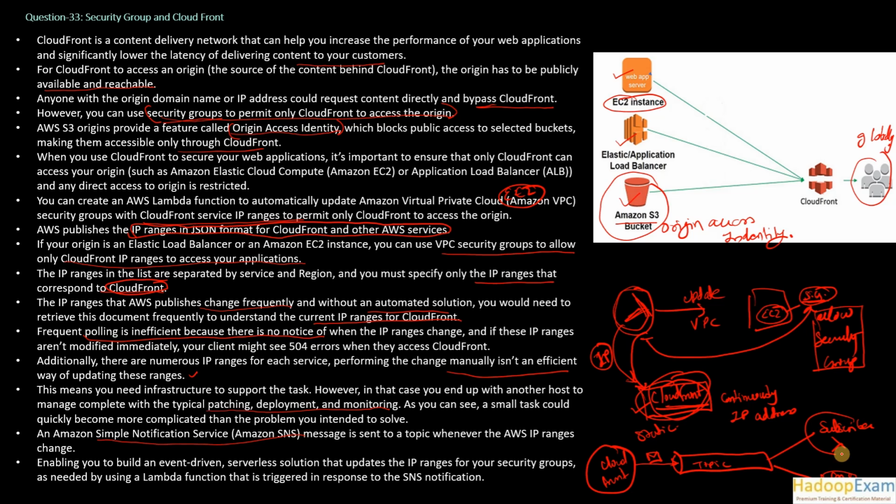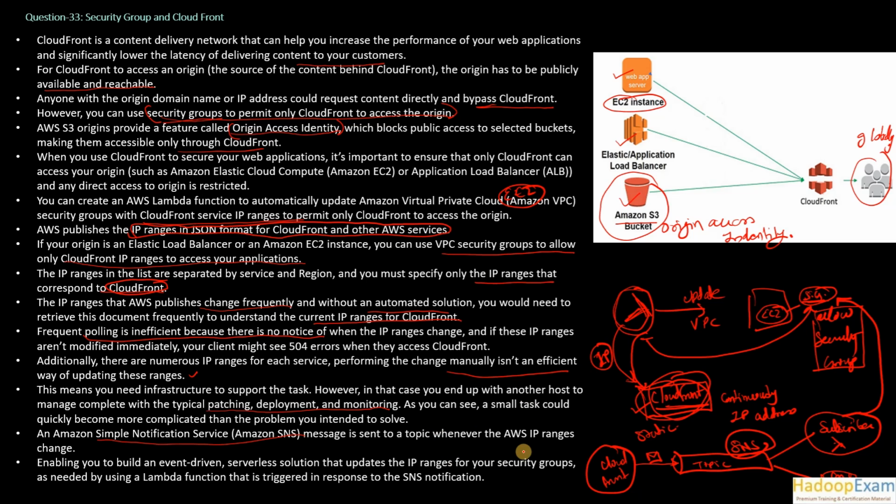Whoever is the subscriber, in our case Lambda, would listen to this message, and as soon as it receives the message, update the security group of the VPC. That is the mechanism you need to implement via SNS, listening as a subscriber. Only when changes happen do you implement your changes, rather than keep polling CloudFront, which is not a good idea.